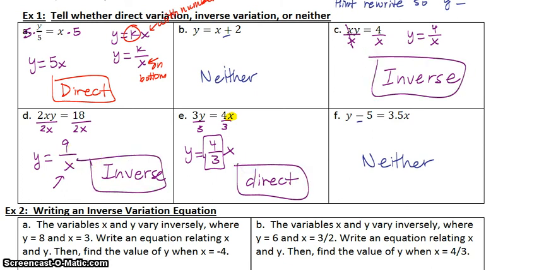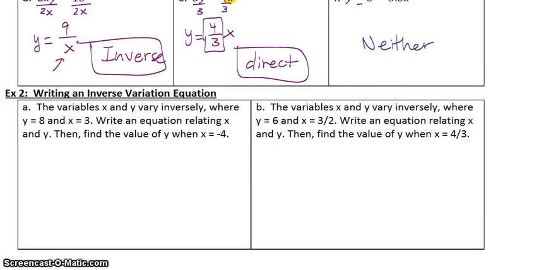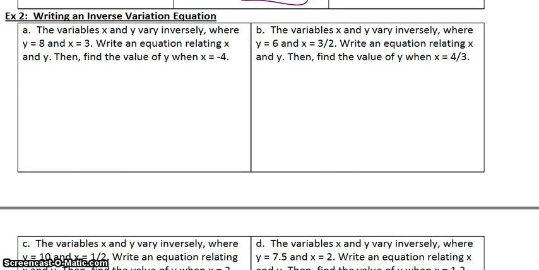We're going to move on now and write some inverse variation equations. And they don't have writing any direct variation equations in here for the most part because that's supposedly the review part of it. Alright, so for example 2, there's two things we're going to do. We're going to write an equation relating x and y, and then second, you're going to find a value of y, and they'll give you some sort of x to use.